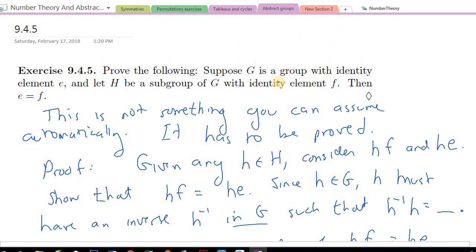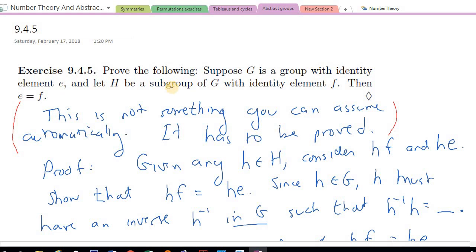All right, let's look at 9.4.5. Here you want to prove: suppose G is a group with identity element E, and let H be a subgroup of G with identity element F, then E equals F. Now, as I note here, you need to be careful. You might think that this is something you just assume, but it's not something you can necessarily just assume. It has to be proved. In particular, it's not automatically obvious that E has to be in the subgroup. E could be an element outside the subgroup possibly, in which case it wouldn't be the identity of the subgroup.